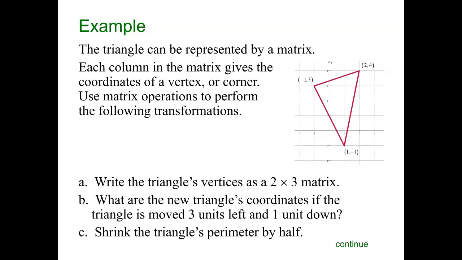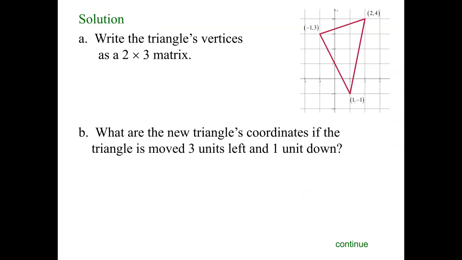First, we're going to write the triangle's vertices as a 2 by 3 matrix. The rows, the 2, represent the x and the y, the 2 parts of the ordered pair. The columns represent each of the points, because I have 3 columns, 3 points. I'm just going to pick these as the first point, second point, and third point. Your rows will be your x's and your y's, and your columns will be your first point, your second point, and your third point.